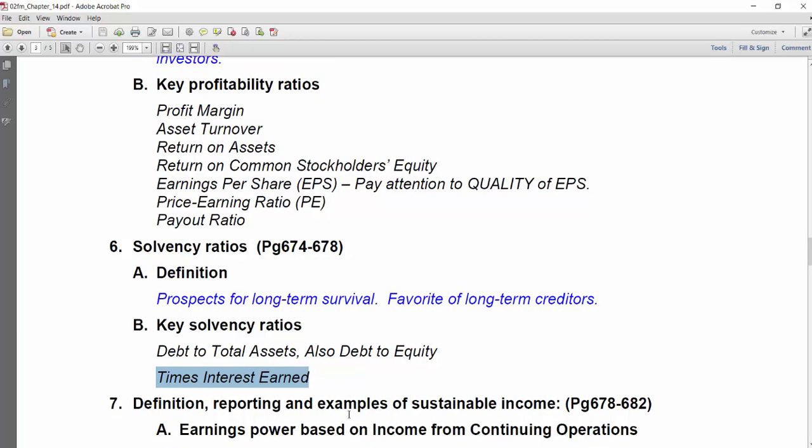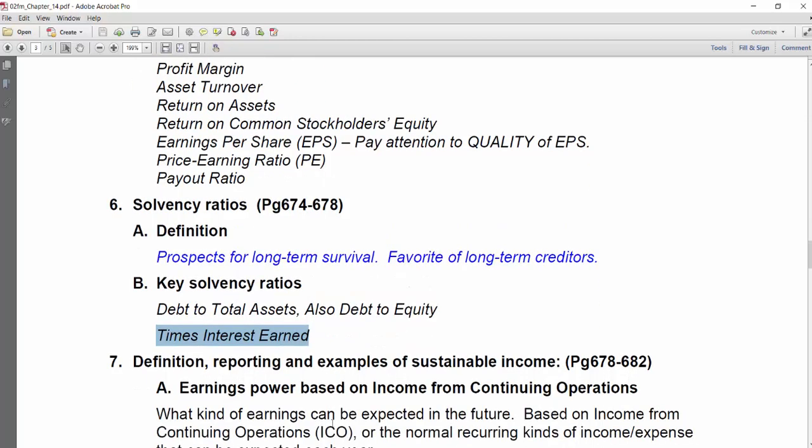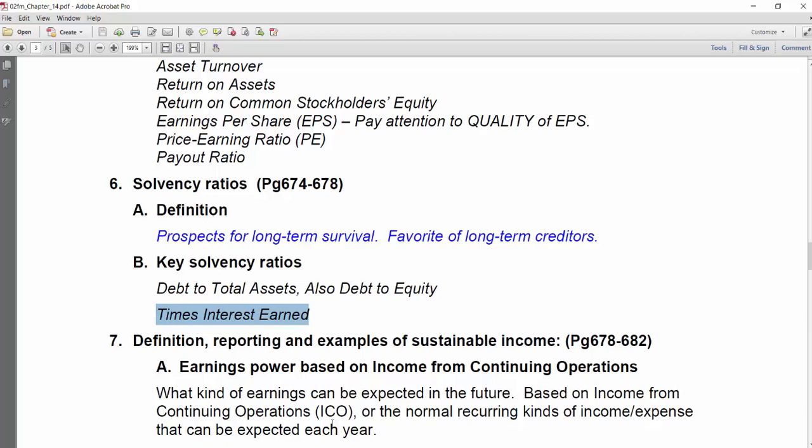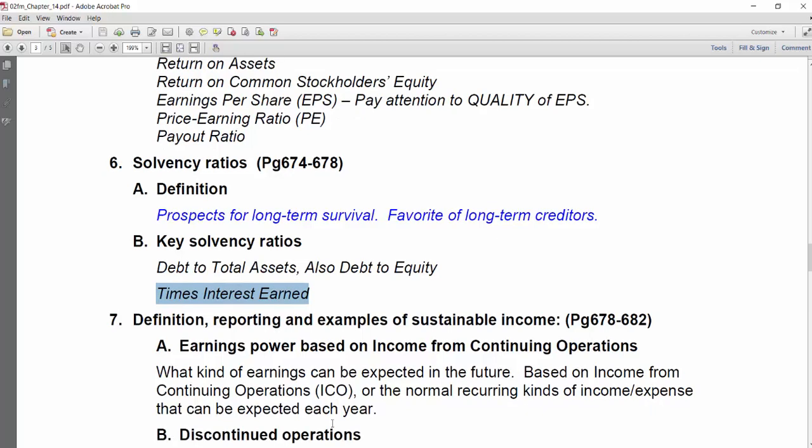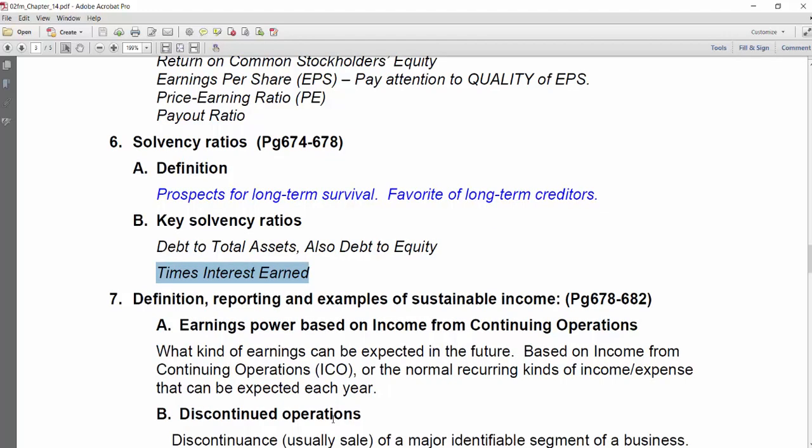Sustainable income is an idea that has more to do with longevity than it does ecology. If you talk about something called earnings power, look at the concept of income from continuing operations. That kind of tells you what you can expect in the future. There are lots of things that come into the income statement after income from continuing operations, so it's a purer, cleaner number to look at to try to impute what might happen for your company in the future.